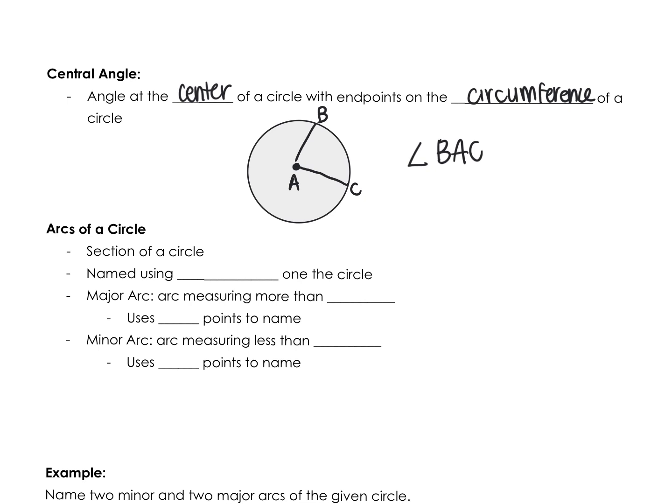Okay. Arcs are a section of a circle, specifically on the outside. So in the circle I just did, BC here is an arc because it's part of the circumference of my circle. So they are named using points on the circle.